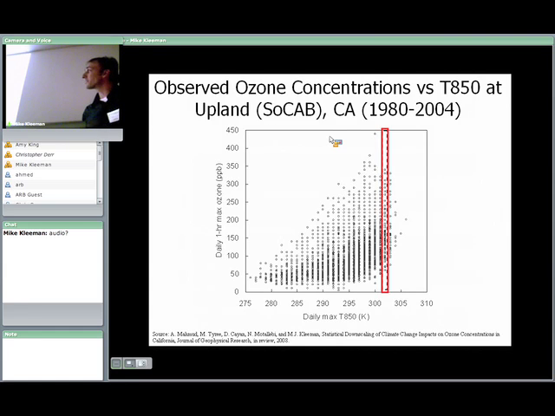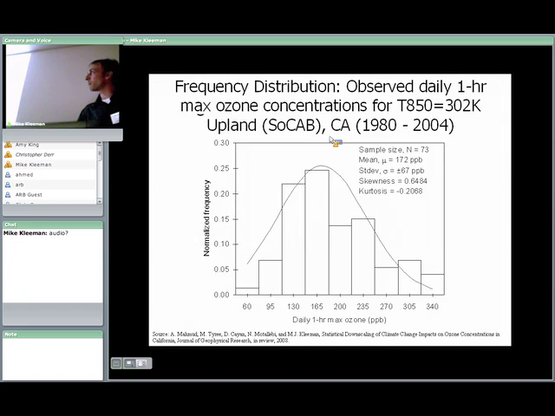When you first look at the scatter plot of this variable T850 versus the daily ozone concentration, you don't get a lot of insight into what's going on there. There's not really a clear relationship between those two things. But if you go a little deeper and you start looking at probability distributions of ozone as a function of the daily 1 hour max ozone at a given temperature, there's some probability distribution of what ozone concentration you'll get.